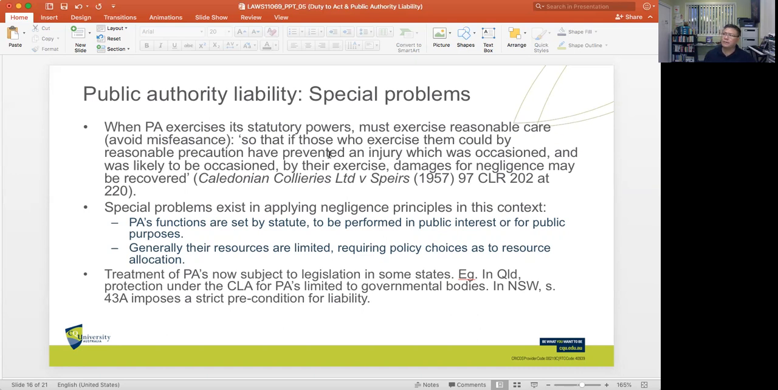So for example, my wife and I went to Cairns and we went on the Kuranda express train. There were places there where the train would stop.